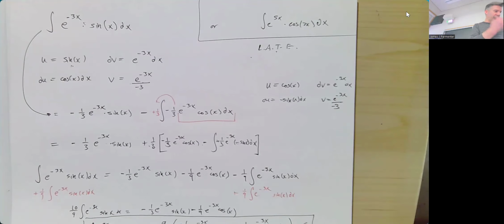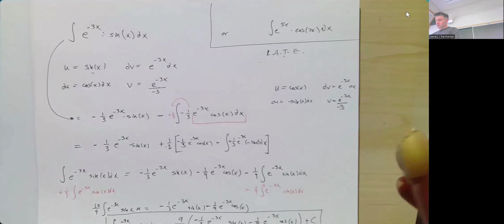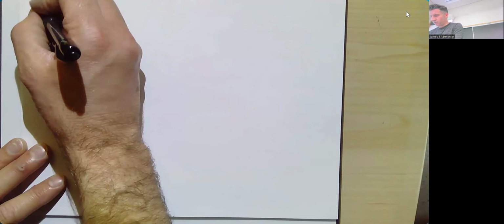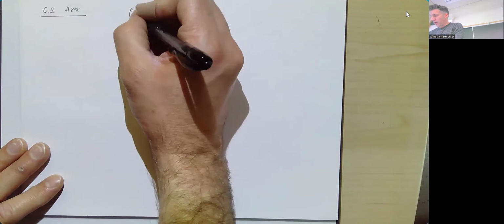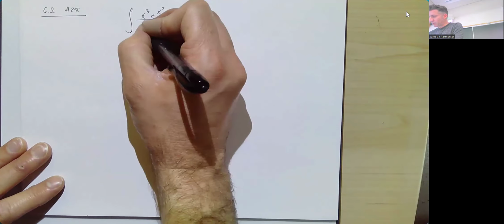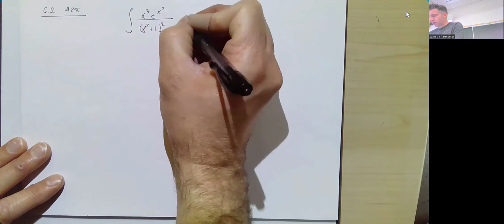Someone over the weekend was asking me about this particular integration by parts question that is from the textbook, which is kind of an anomaly, I would say. So let's look at one more, not that it's the last one ever, but just another integration by parts example. Let's look at this. I think this is number 28 from section 6.2. It's the integral of x cubed e to the x squared over x squared plus 1 squared dx.